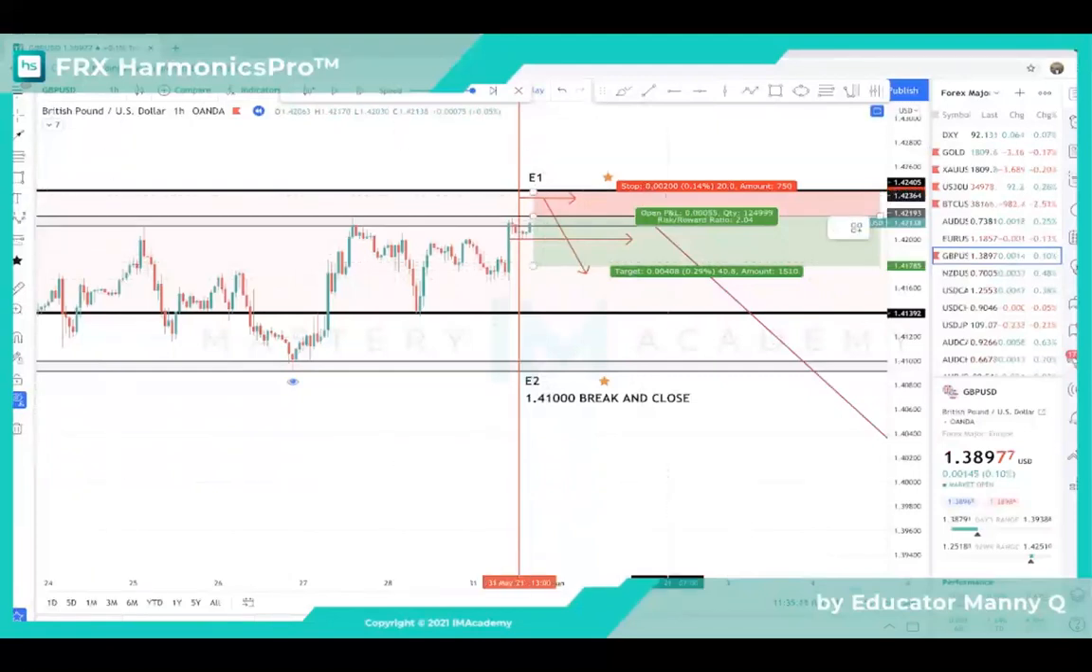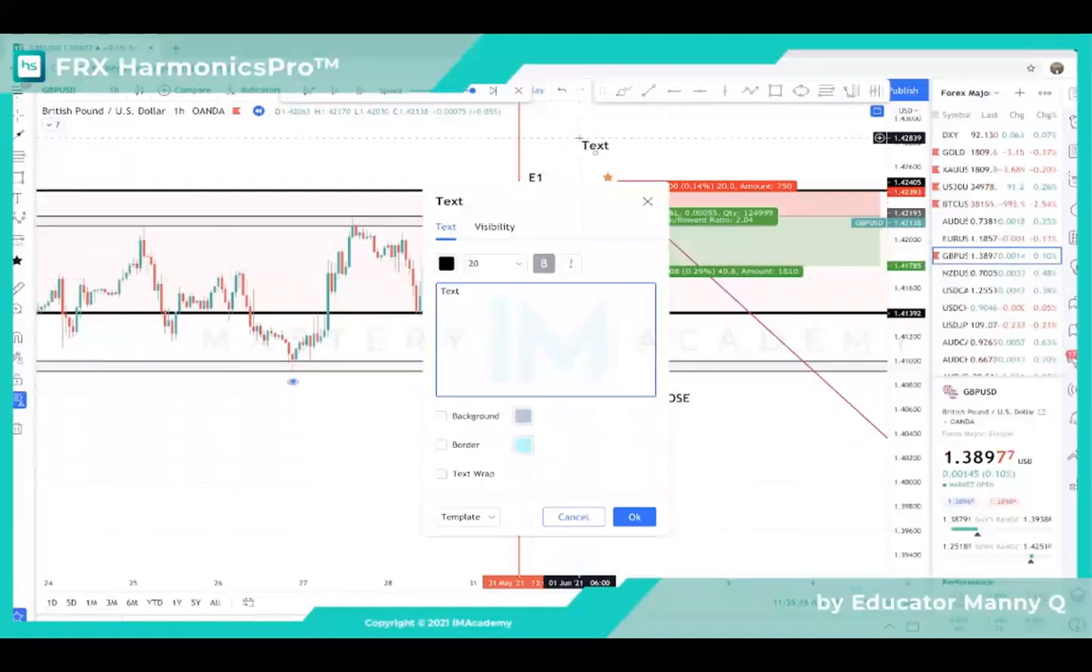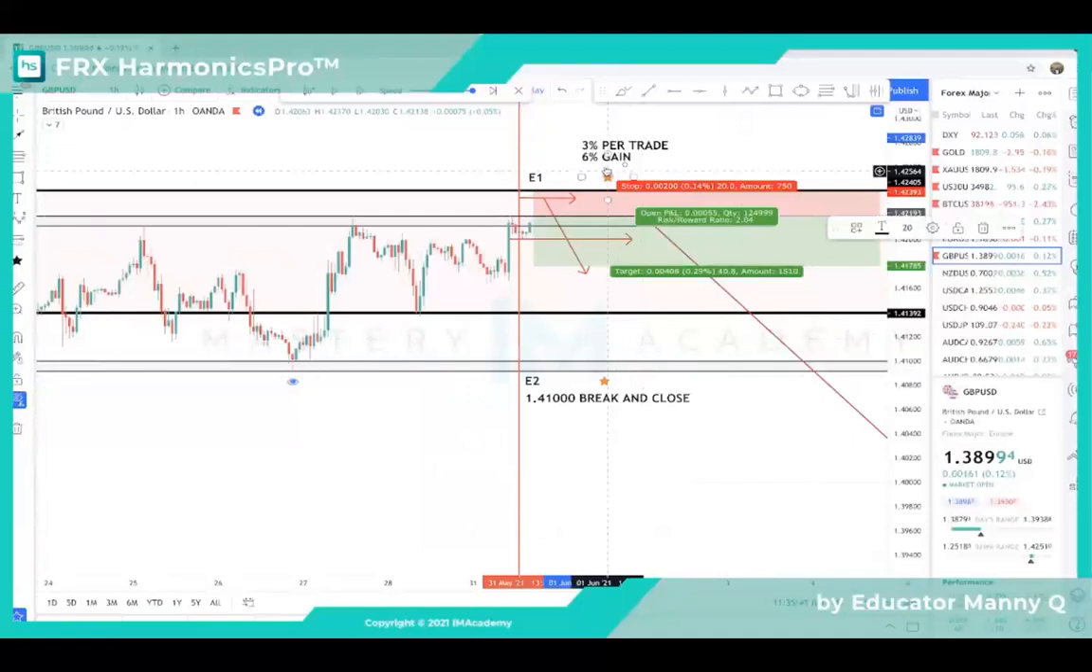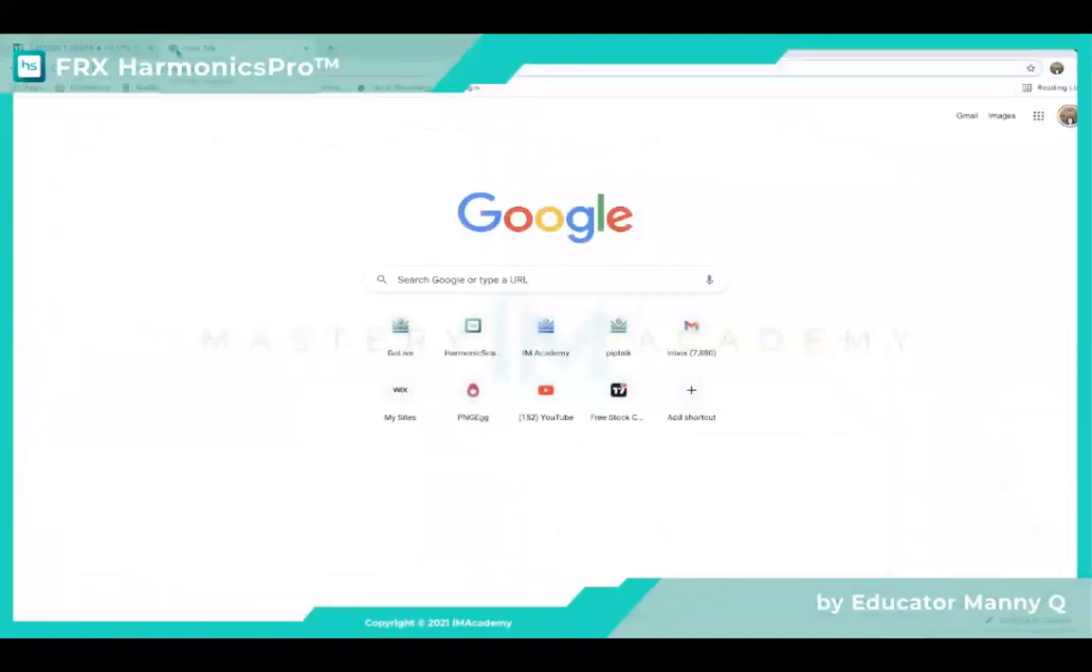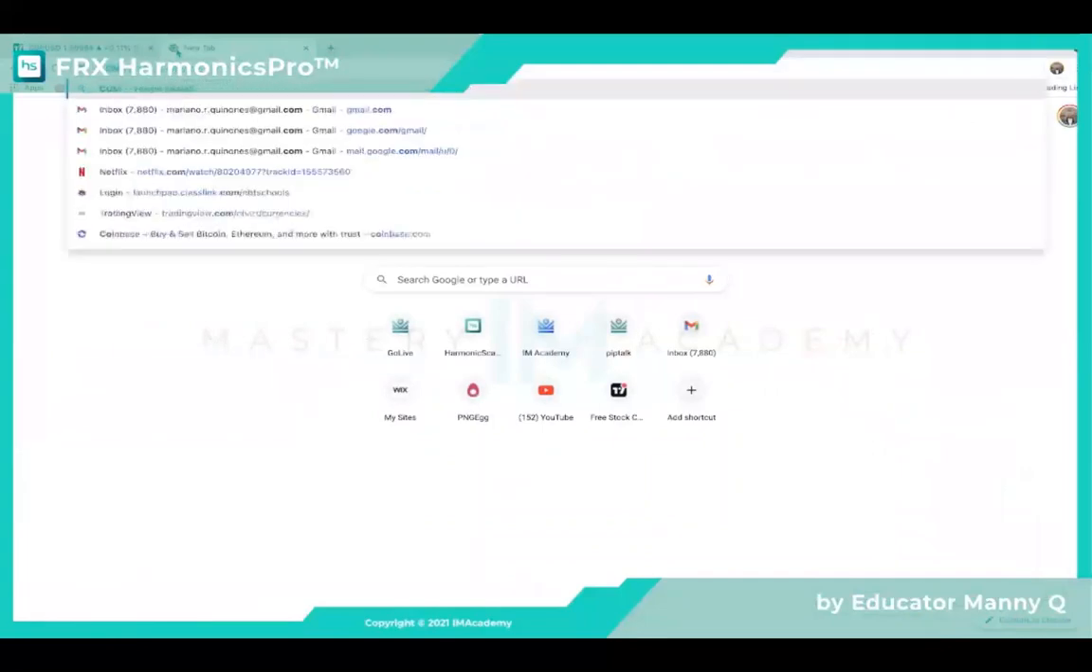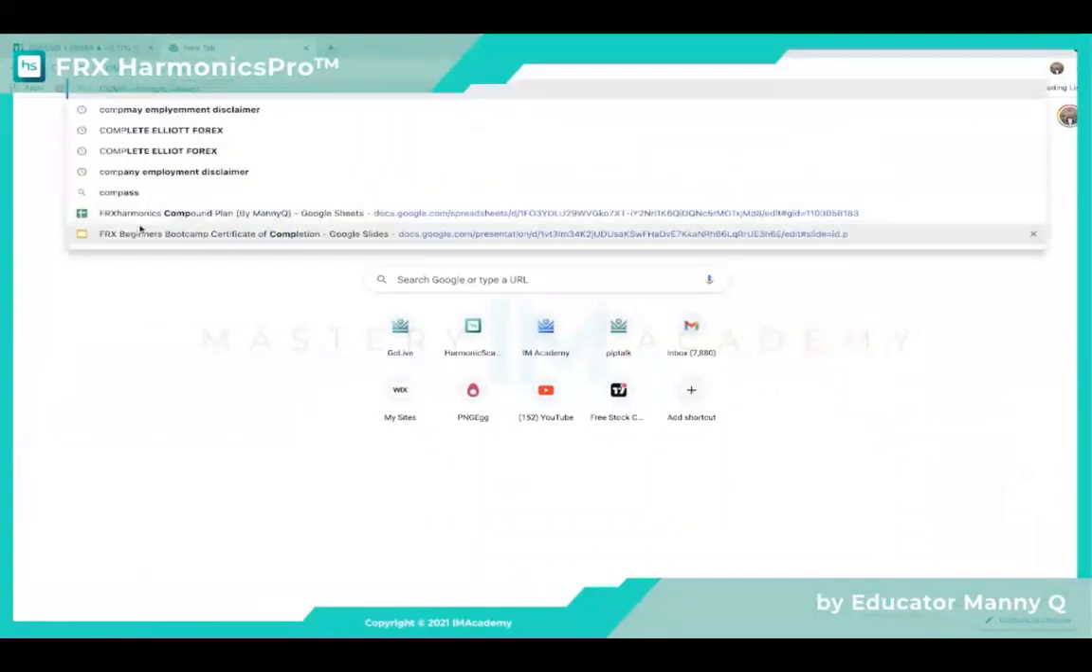And again, if my risk per trade is, let's say, 3%, this is where your trade management comes in. I'm looking to get a 6% gain on this particular trade. This is where you now use your compound plan and sheet to determine, well, what is your entry size? What's this? What's that? So let me give you an example here, just so you guys can do this in real time. Let's go to the compound plan.